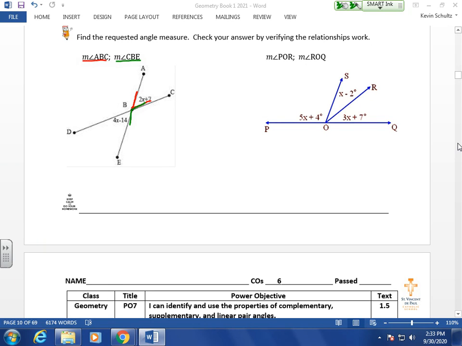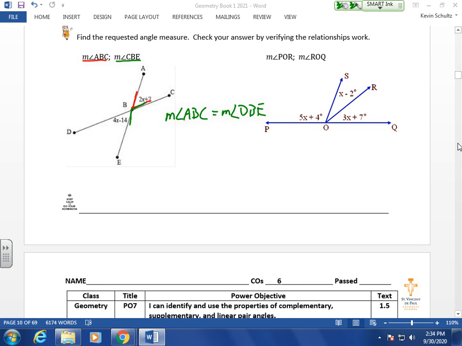So looking at the information that you've been provided, what is a relationship that we can set up? Lucas. Angles ABC and DBE are both congruent. Okay, so we know that the measure of angle ABC is equal to the measure of angle DBE. Why? What tells us that? Audrey? Because they're vertical angles, and vertical angles are congruent.